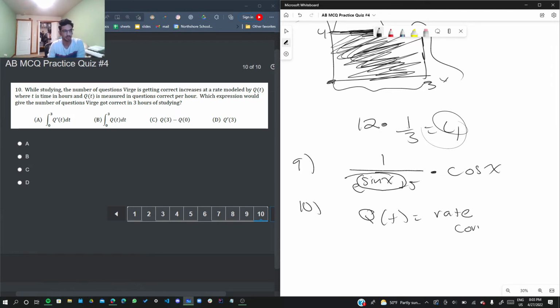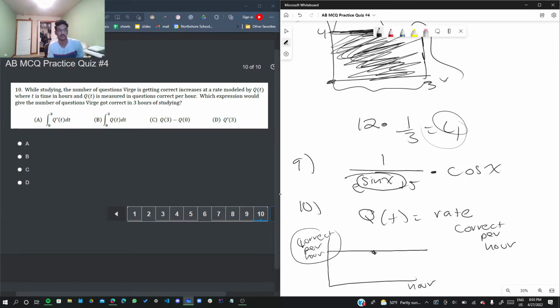So it's correct per hour. If you were to draw a graph, correct per hour would be on the y-axis, and hour would be on the x-axis. Then you'd say, okay, at this hour, his rate would be this many questions correct per hour.